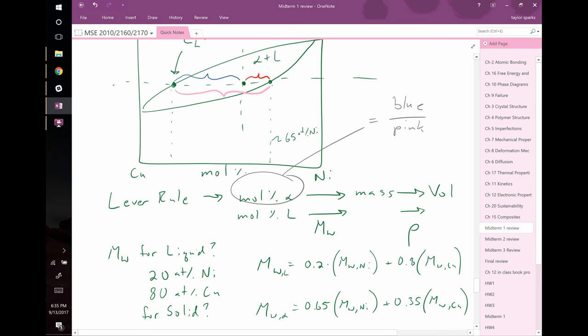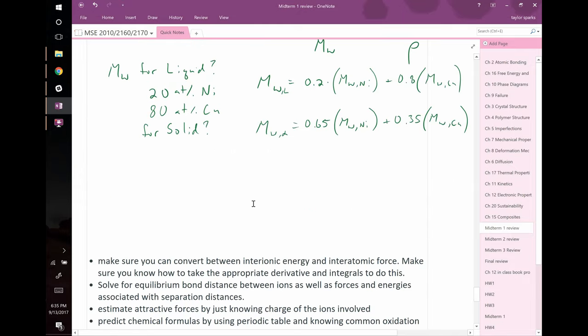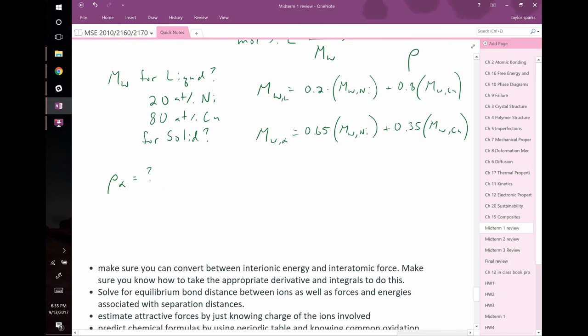Okay? Again, so how would you figure out the density of the liquid? I'd probably give it to you. And then what about the density of the solid? You'd use the rule of mixtures again. So the density of alpha at that composition is that composition, 65 atomic percent. You need to convert that to mass first. You should technically do it by mass. So you'd figure out what 65 atomic percent nickel is in weight percent. And then from there, you'd say the mass fraction of copper multiplied by the density of copper, plus the mass fraction of nickel multiplied by the density of nickel.